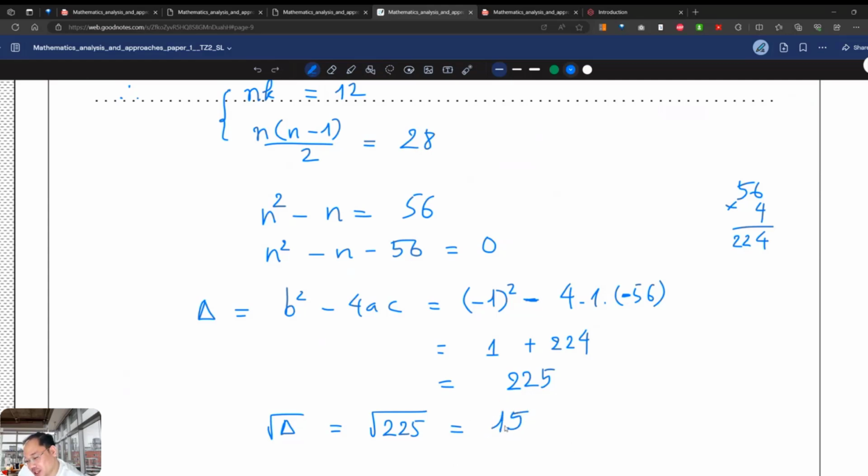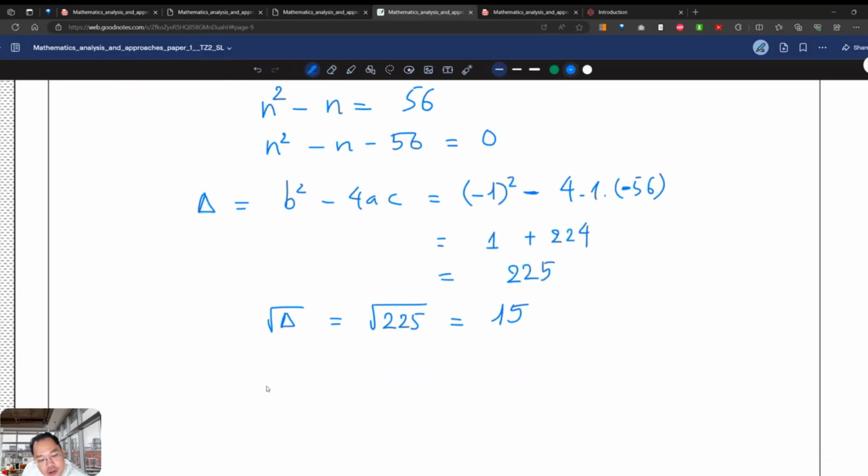Try to remember that thing. The square root of 121, for example, is 11. The square root of 169 is 13. The square root of 225 is 15. Of course, we can do that manually, checking which one, for example 12 squared is 144, like that, to determine the value of the square root of 225. If we don't remember, we check the numbers one by one, because in this problem we are not allowed to use a calculator.